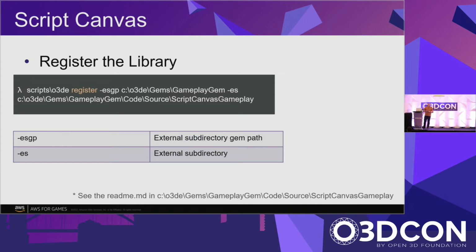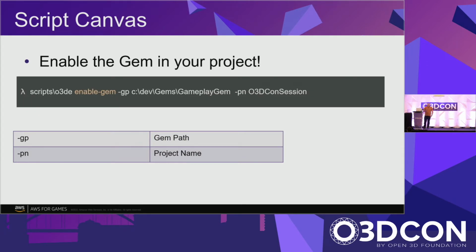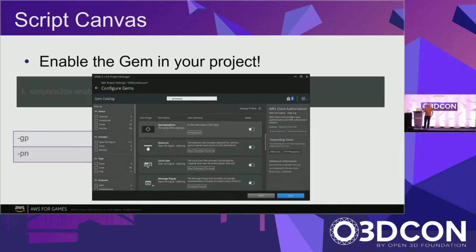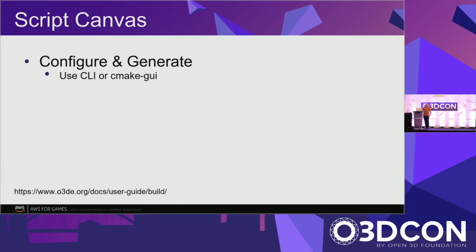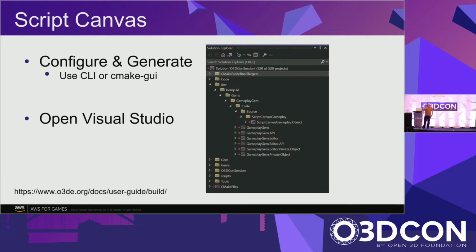One last thing we need to do is to register the library so that when we build the engine, it knows where to find it. And then we'll enable the gem. You can do it through a command line, or you can use the project manager and just go and enable the gem that we just created. And now we configure, open Visual Studio, build. This might take some time, that's why we're not doing it live.